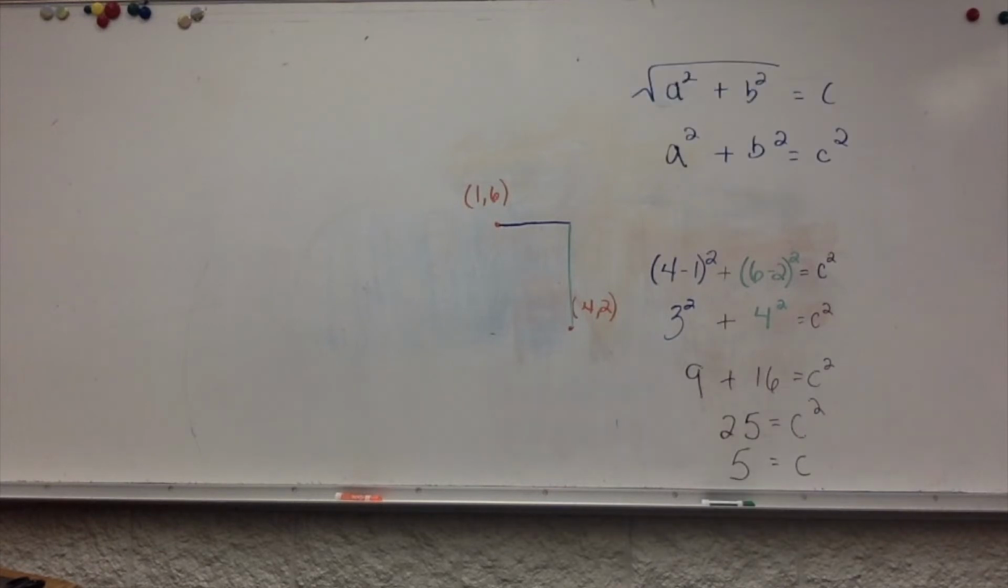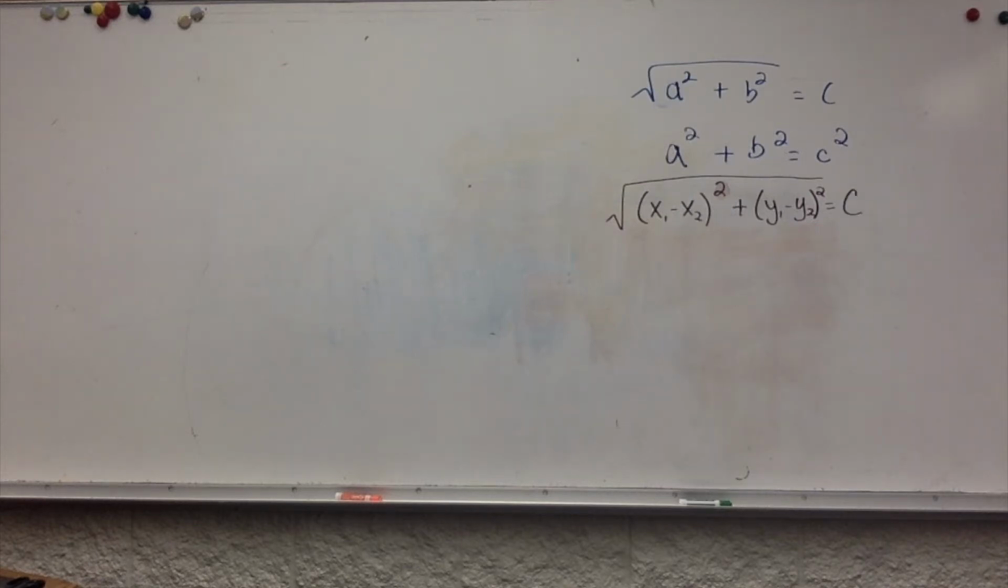So we solve for c because we're looking for the distance. We do the square root of both sides, and then specifically with coordinates to find a, we're going to find the difference between the 2 x values, and we're going to find the difference between the 2 y values for b. Distance formula is the Pythagorean theorem using coordinates.